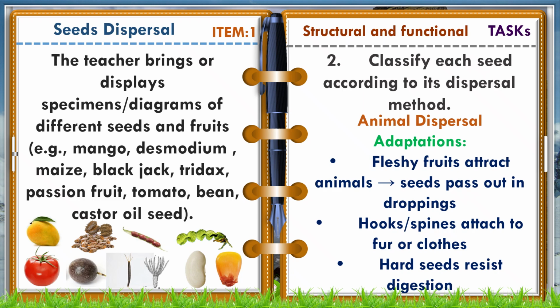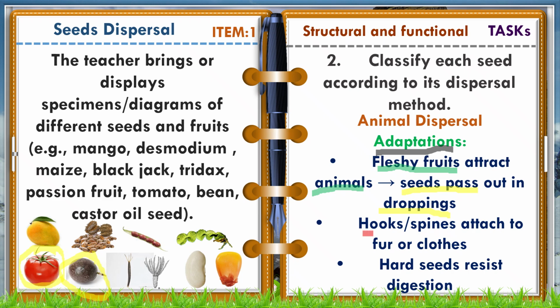What are the adaptations of animal dispersals? Some of them are fresh fruits, and these attract animals. Therefore, the seed will pass out in the droppings. For example, we have the tomato, we have the passion fruit. These ones are going to be eaten by the animals, and the seeds will pass out in the droppings. Then they will be dispersed by the animals.